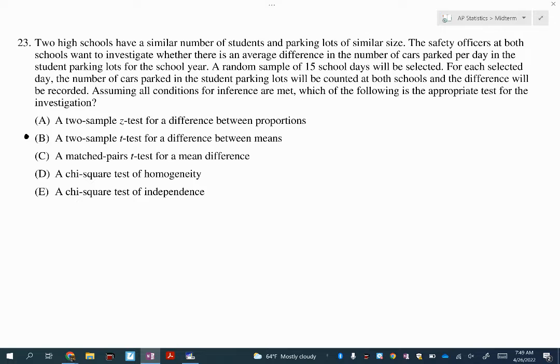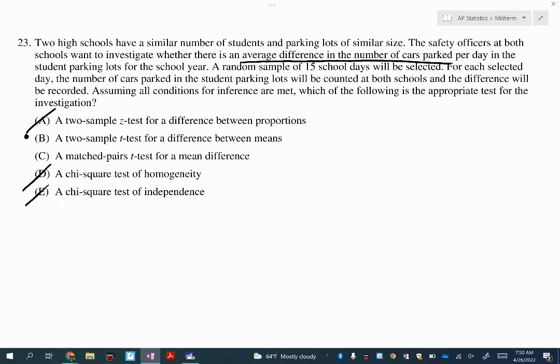First thing is, when you're looking at a z-test for proportions, this is mean, so you can figure out, are we talking about proportions? Are we talking about averages? We're talking about averages. The average difference in the number of cars parked, so it's not A. Number of cars parked is quantitative, so it's not going to be chi-squared, because chi-squared is categorical. So it's between a two-sample t-test or a matched pairs t-test.